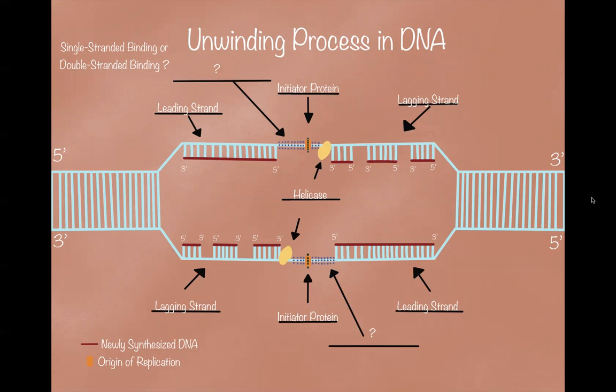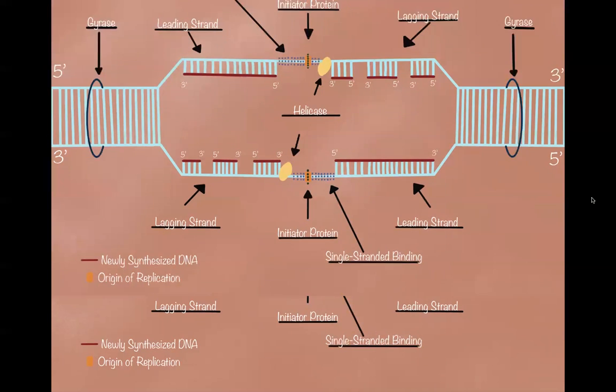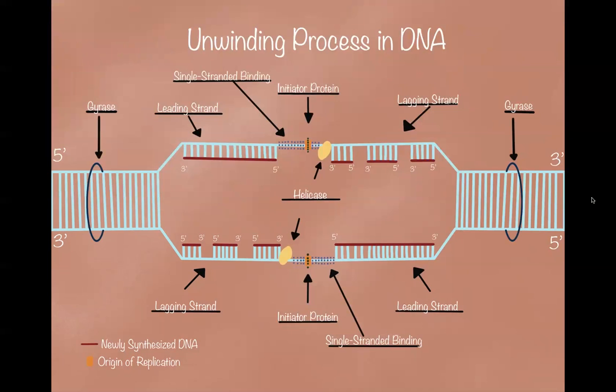Pause the video now and see if you can figure it out. Hopefully you guessed single-stranded binding proteins. The last part of the unwinding process is the gyrase, which is placed in front of the replication fork to help with supercoiling in the DNA.